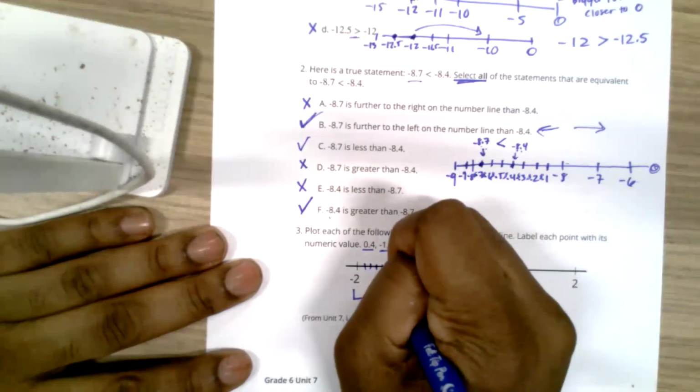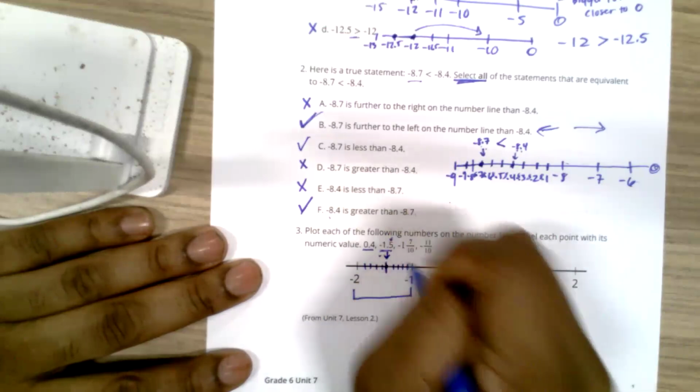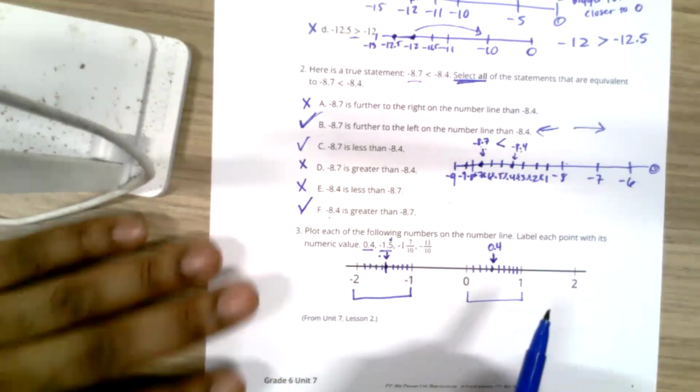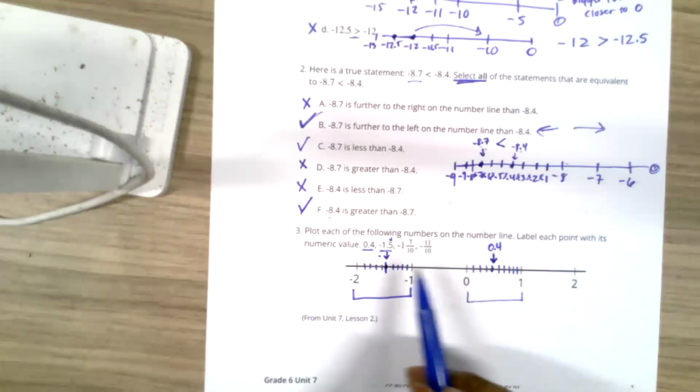And 5 tenths is usually the middle, right? So negative 1.5 is there. This is -1 7/10. That's written as a fraction. You want to write your fractions like decimals, right?